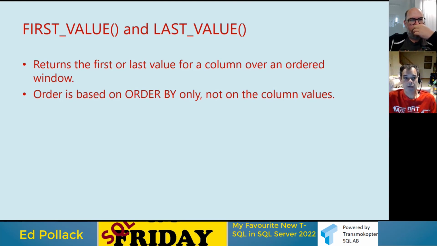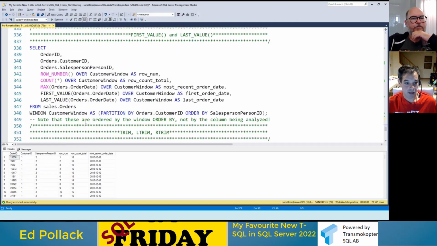It's possible that your order by may differ from this. You may want the first value of X when you're ordering by Y, or the first value of Z when you order by X. And the order is simply based off your window and nothing else.